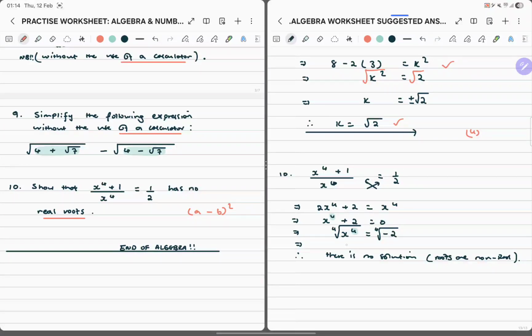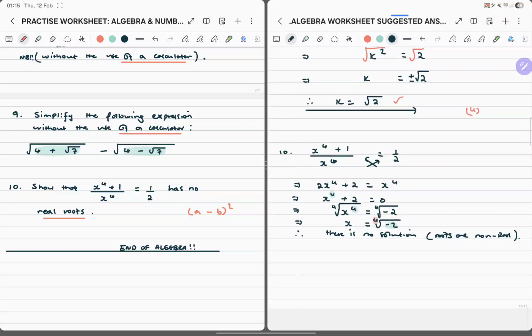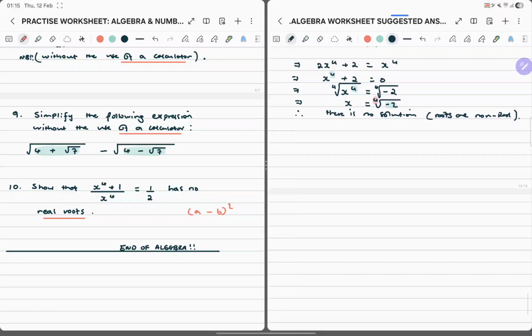Now we can clearly see that we're going to have x is equal to the 4th root of negative 2. Now, can you see this is non-real because we cannot take an even root. Now, this is what I wanted. We can't take an even root of a negative number. Or we can't have a negative number under an even root. You see? So this is it, guys. So very easy to say this.